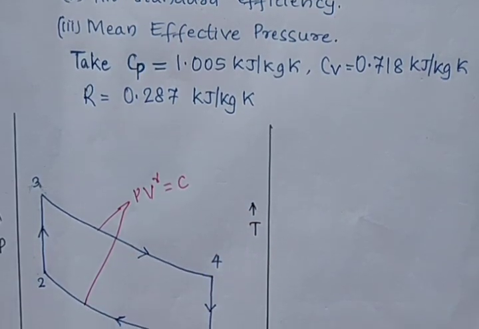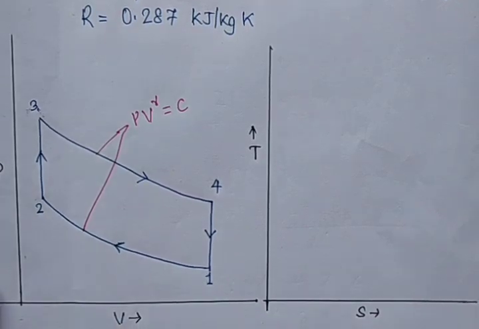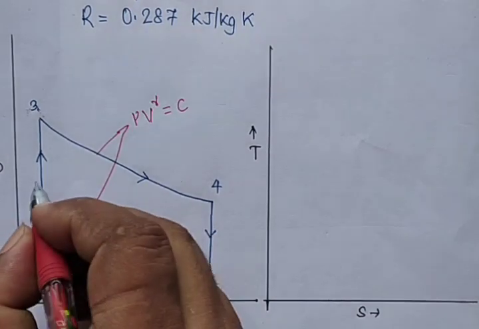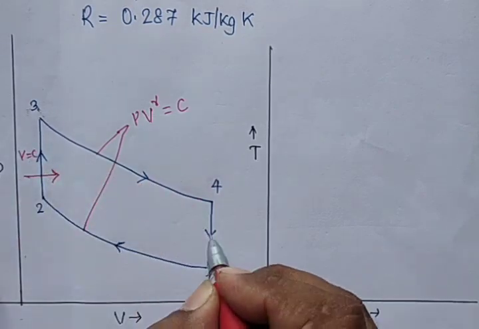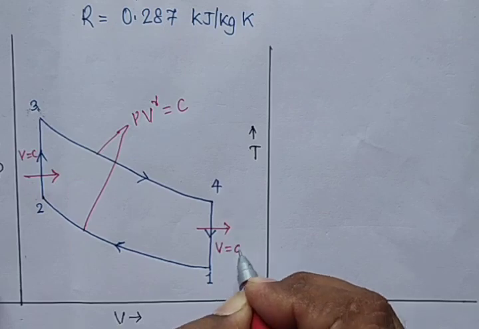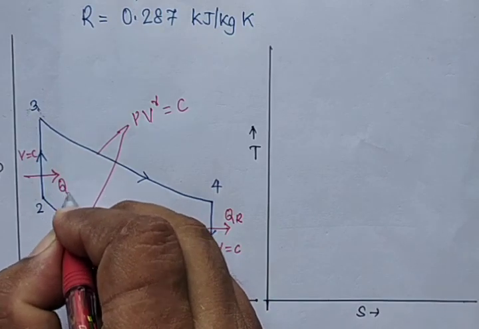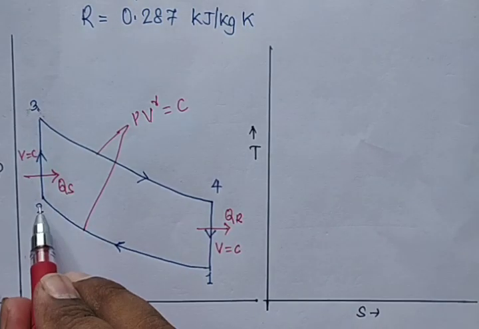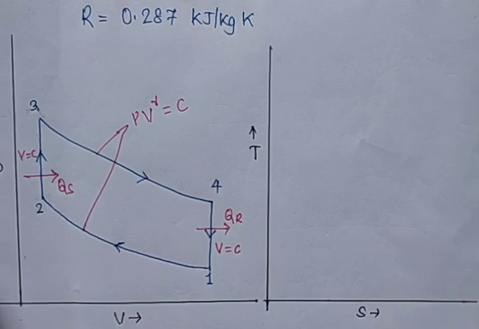1 to 2 adiabatic compression followed by constant volume heat addition, that is 2 to 3 where V equal to constant, and 4 to 1 where V equal to constant and heat is rejected, that is QR. Here I will write it as QS. And 1 to 2 isentropic compression followed by 3 to 4 isentropic expansion.